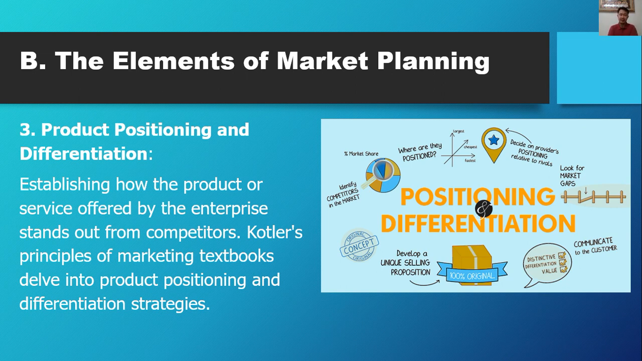Next is our product positioning and differentiation. Since there is a lot of competition in the market, and there might be indirect competition since nowadays the prices are going up due to a lot of things going on in our economy, you need to establish how the product or service offered by the enterprise stands out from the competitors. Kotler's principles of marketing textbooks delve into product positioning and differentiation strategies. That's why packaging nowadays is very important in order for you to differentiate your product in the market. And also it will give an aesthetic appeal to your customer.